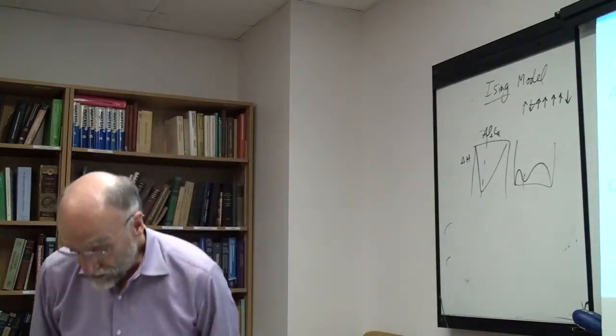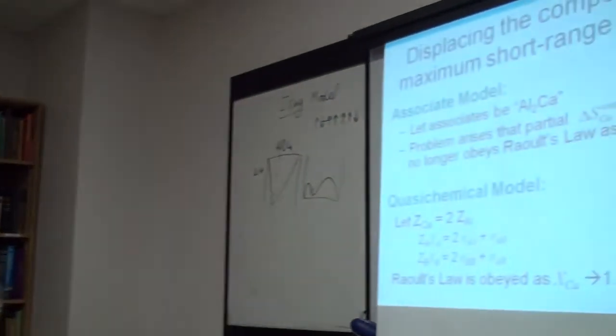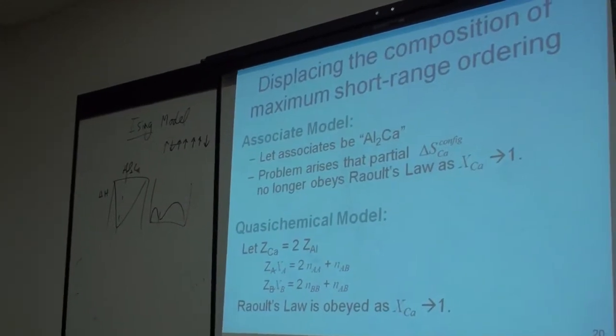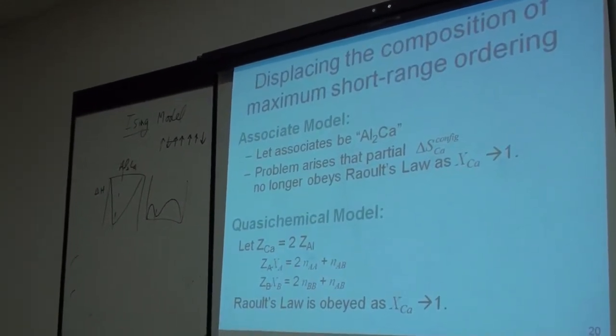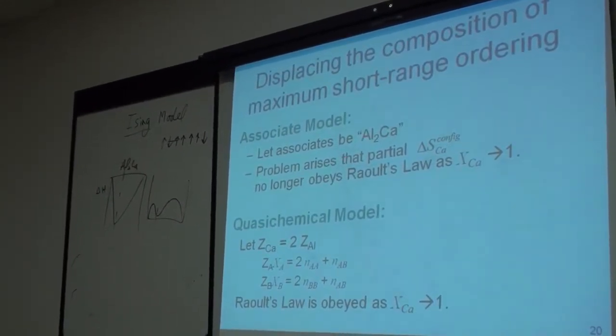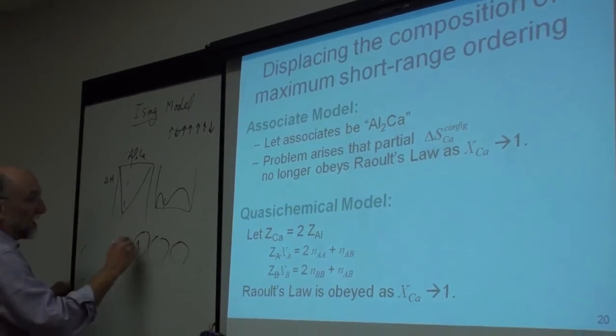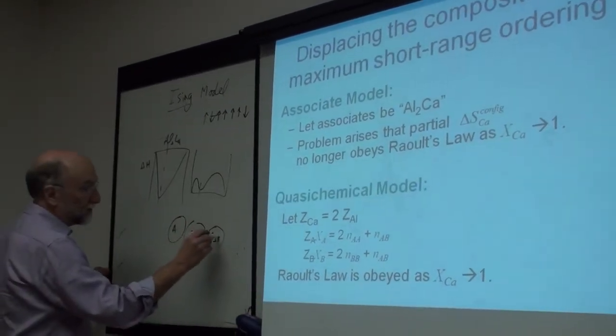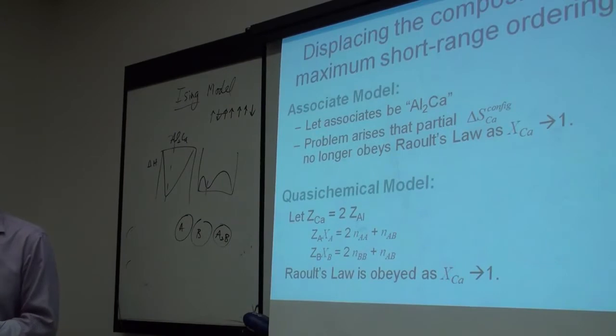Now, if you're going to do this in the associate model, then it's very simple. You simply write the associates not AlCa but Al2Ca. Okay, so in the associate model, then you have your single lattice, and on the lattice you can have an A or B, or you can have an A2B associate.